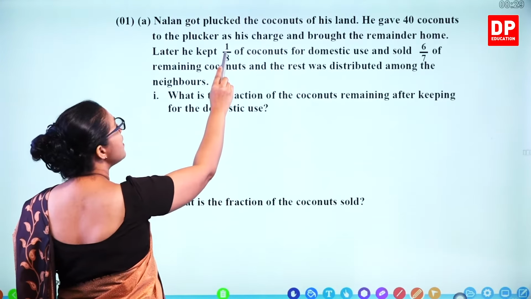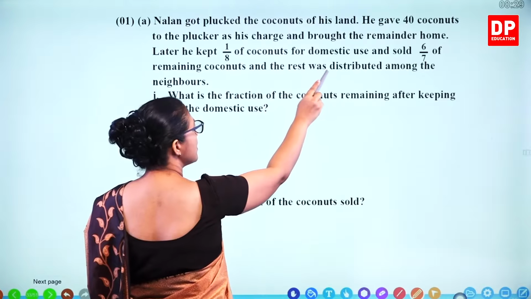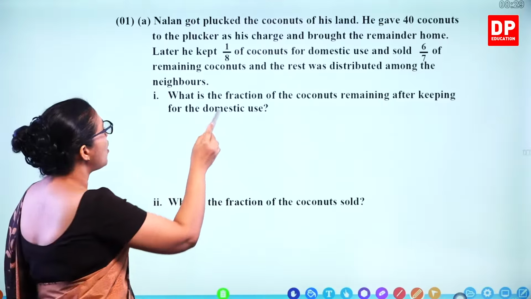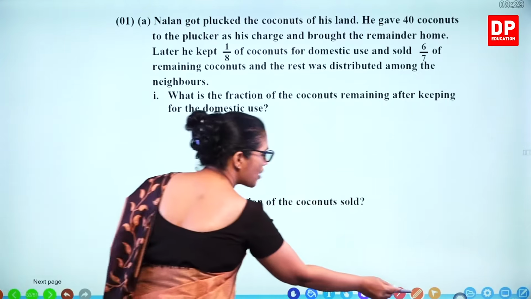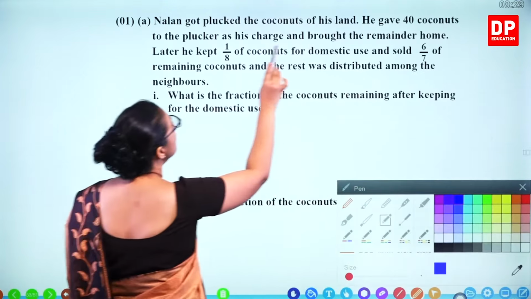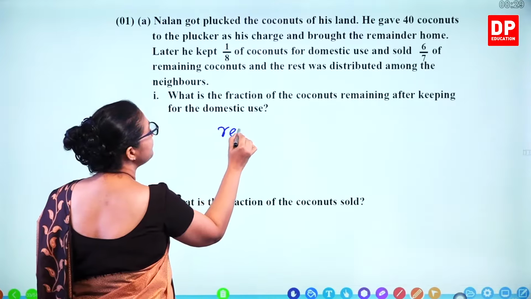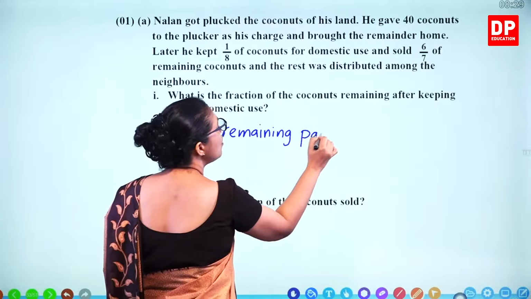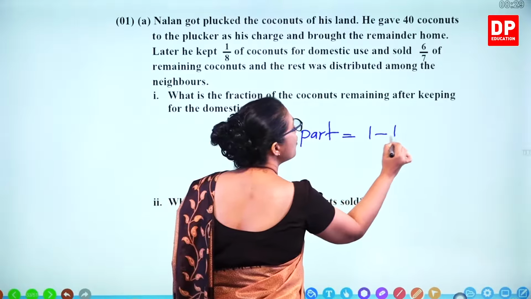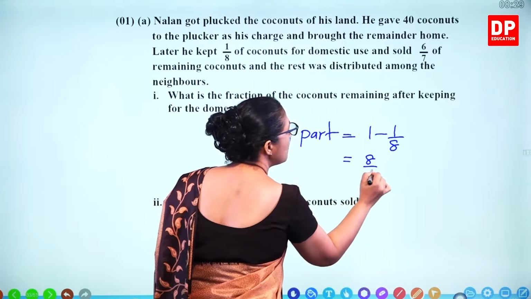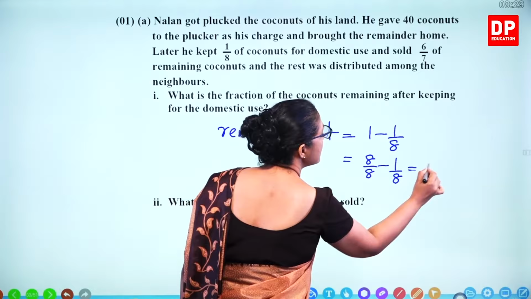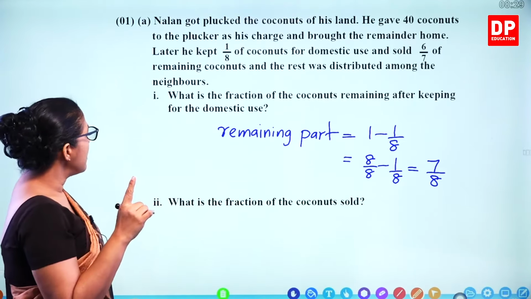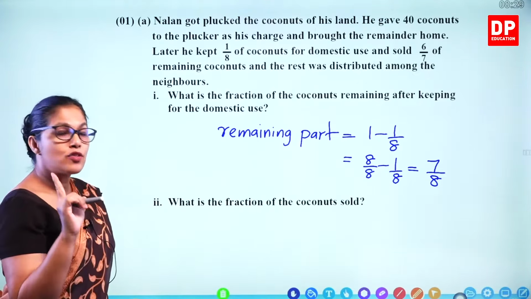Later he kept 1/8 of the coconuts for domestic use and sold 6/7 of the remaining. So what's the remaining fraction after keeping 1/8? The remaining part is equal to 1 minus 1/8. That means 8/8 minus 1/8. That becomes 7/8. Then they ask what is the fraction of the coconuts sold.